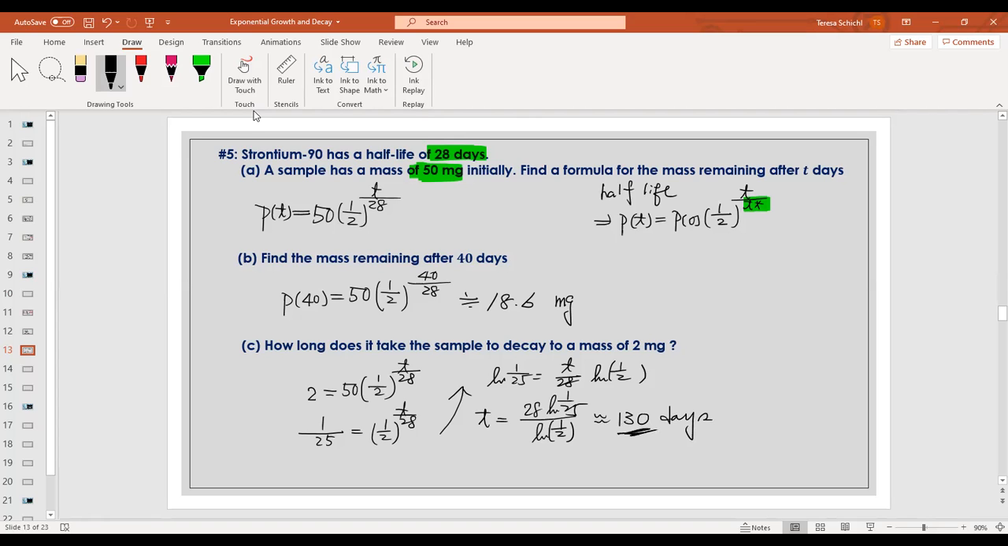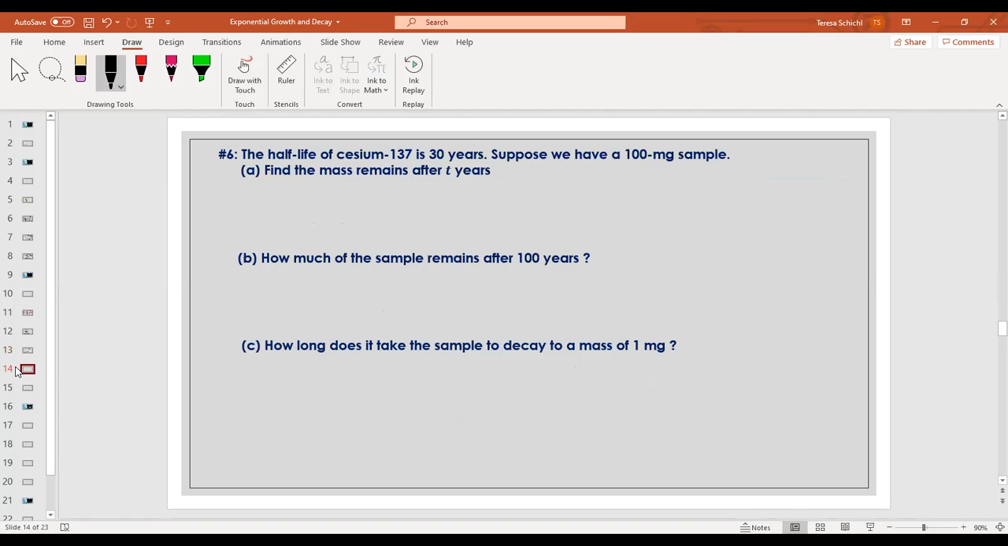Okay, so you put it into a calculator and you get about 130 days. Okay, so let's take a look at another one here. Another one is very similar to the half-life ones here.